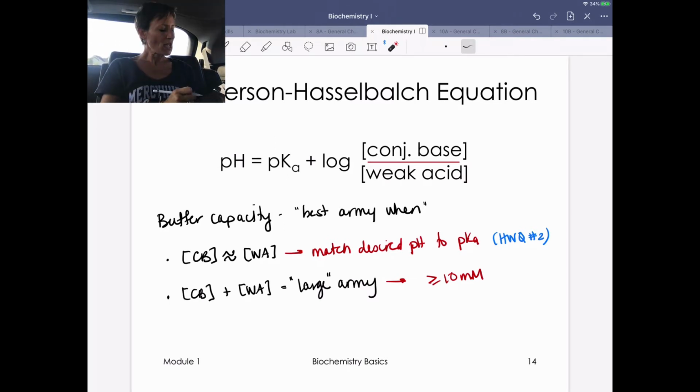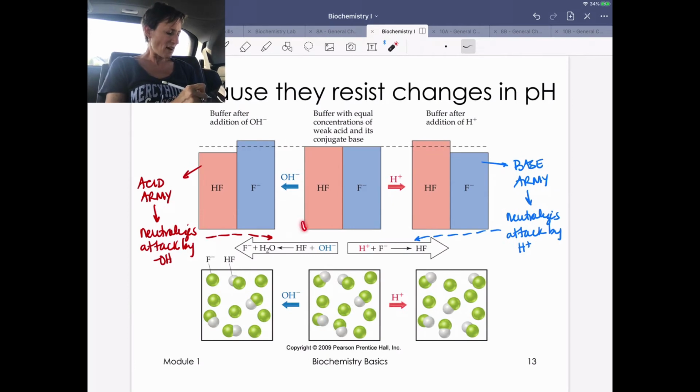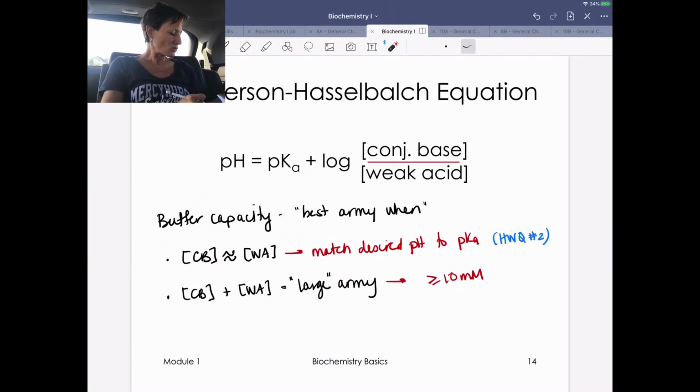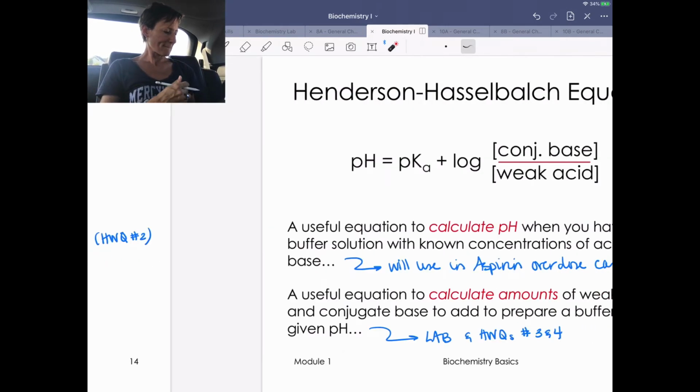Okay? A second piece to thinking about buffering capacity is that we want our army to be relatively large. Coming back to this picture, if our army was only this big, it wouldn't take very much before we'd have an attack by either acid or base, and we'd deplete that kind of soldier. So in that case, we want to have the concentration of our conjugate base and our weak acid be a relatively large number. For right now, we're going to say from a laboratory standpoint, you want to have at least 10 millimolar concentration. If you're less than that, you have a pretty small army.